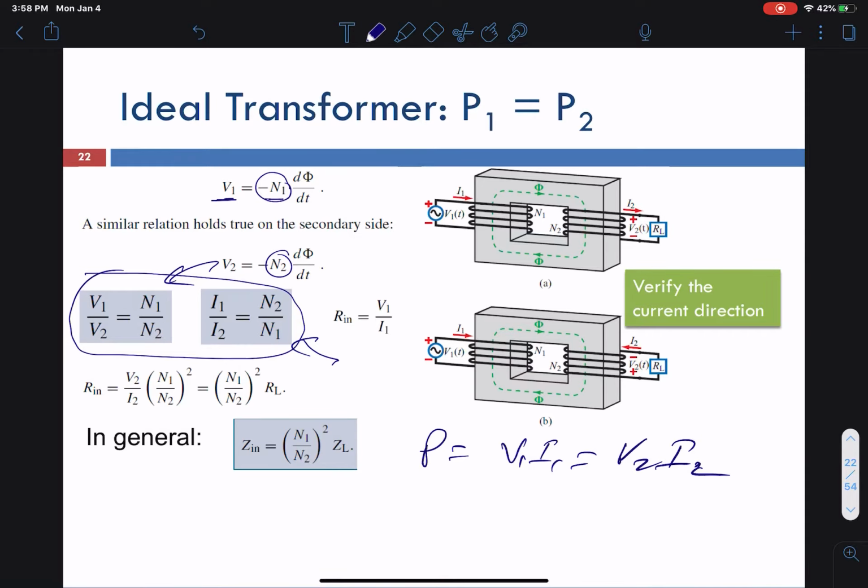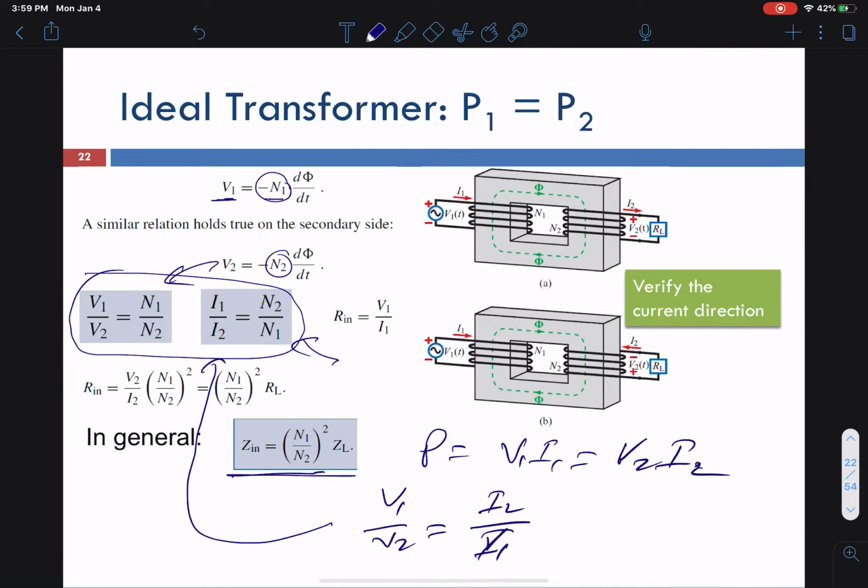All right, so that's why V1 over V2 gives you I2 over I1, and that changes over here, right? And you can also transfer the impedance from one side to the other side by using this simple equation here. So this is the input side, this is the output side. If you try to transfer everything to the input side, you just need to use the turns ratio squared and multiply the impedance on the other side.